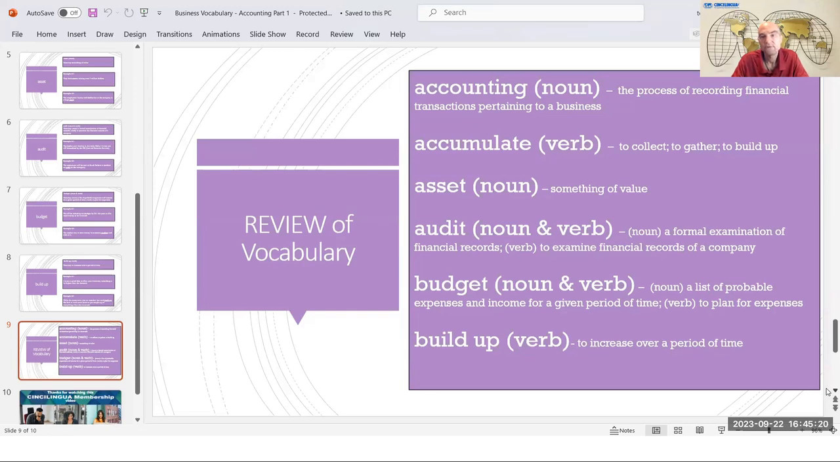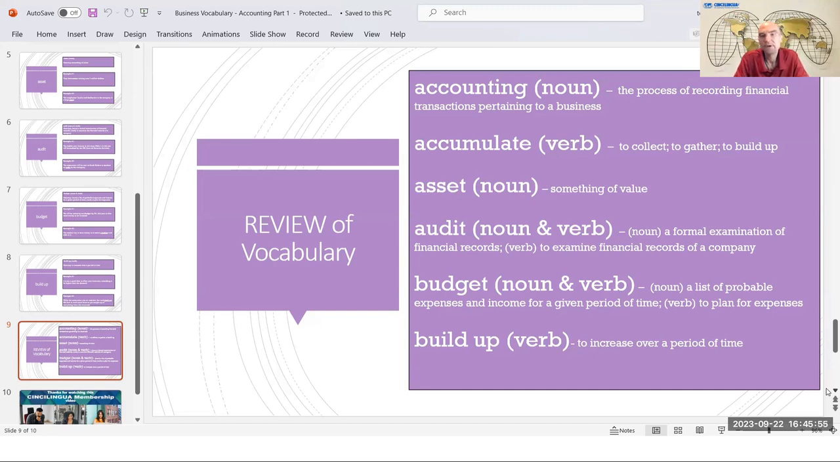Okay. Next word is a verb, and that word is accumulate. And again, that means to collect, to gather, to build up, to pile up is another way that we say that. Okay, so you don't want dust to accumulate in your house. For example, if you don't clean your house, dust and dirt will accumulate.